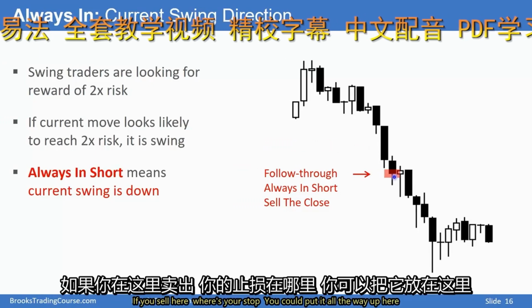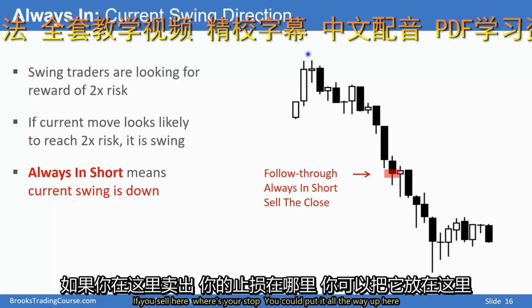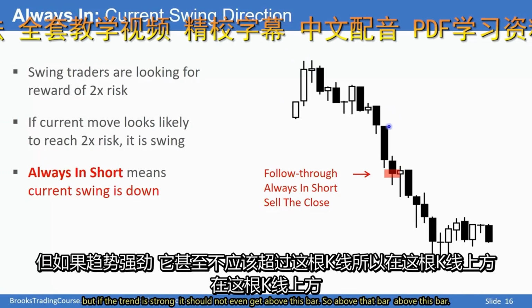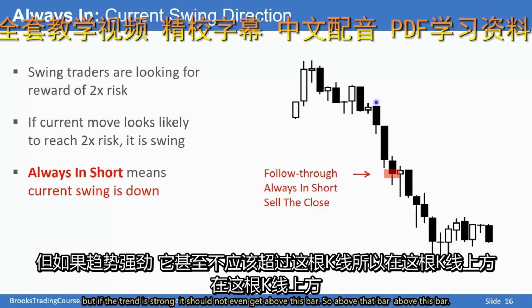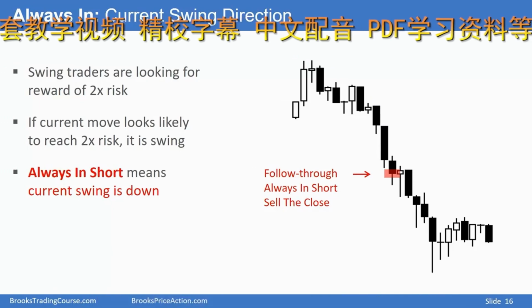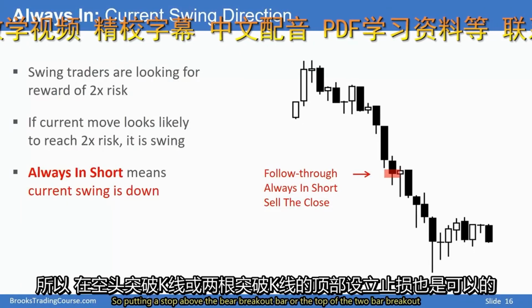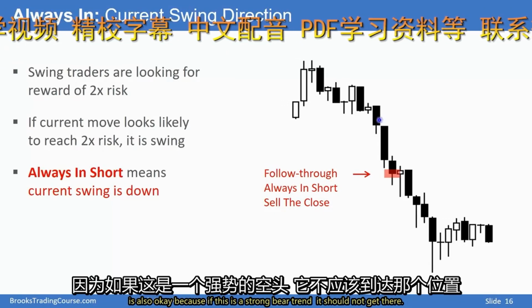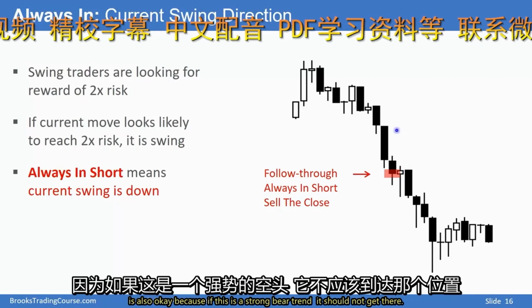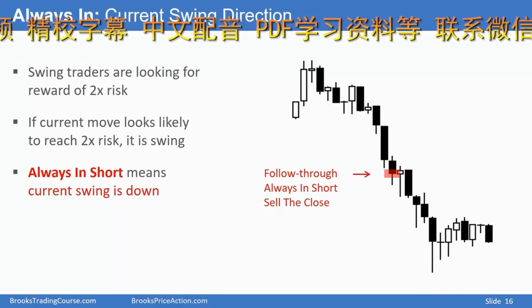If you sell here, where's your stop? You could put it all the way up here. But if the trend is strong, it should not even get above this bar. So above that bar, above this bar. So putting a stop above the bear breakout bar or the top of the 2-bar breakout is also okay, because if this is a strong bear trend, it should not get there.